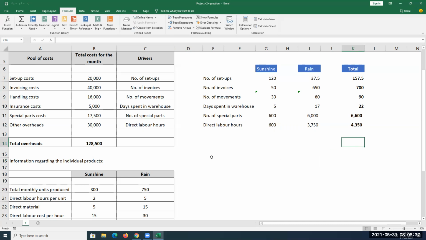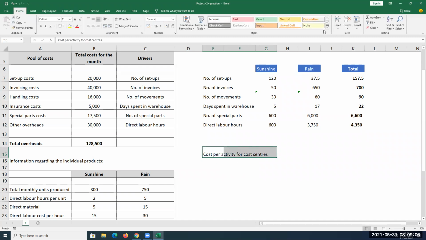Okay. Now, the next thing I am going to do is calculate the cost per activity for cost centers. This is the second step. Now, I need to calculate the cost per cost center.